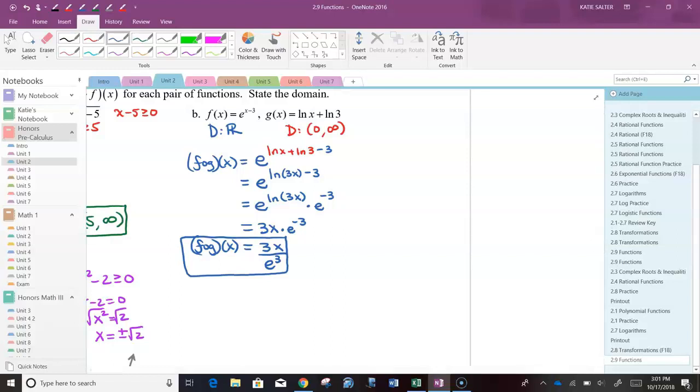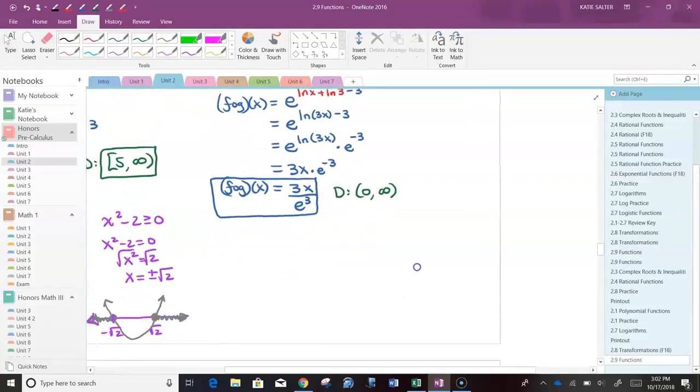Guys, remember, e is just a number, so therefore e cubed is just a number. So really, when we're done doing this, this is just a linear equation, because the coefficient is 3 divided by e cubed times x. So we did not create any new restrictions in here. However, since the domain of the inner function is from 0 to infinity, the domain of this function has to remain 0 to infinity. All right, now let's do g of f of x.